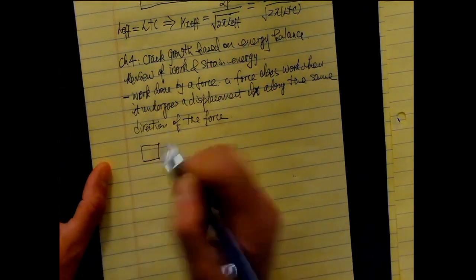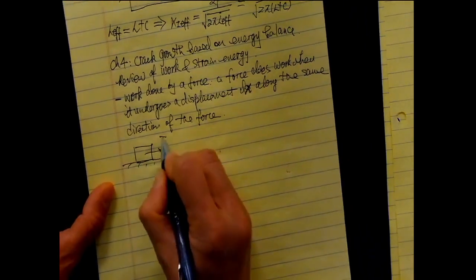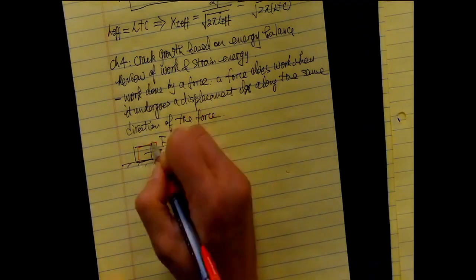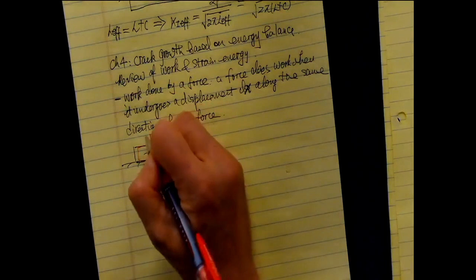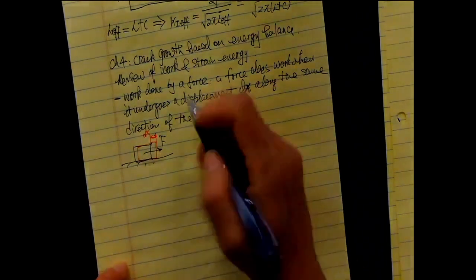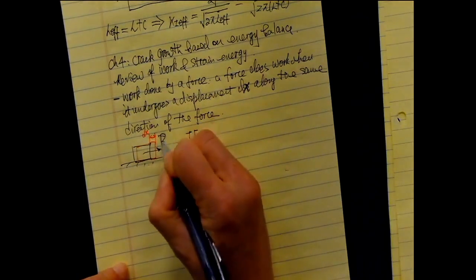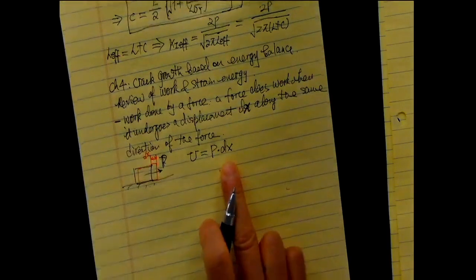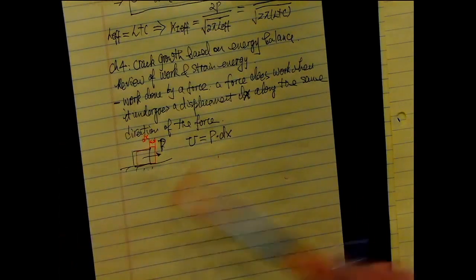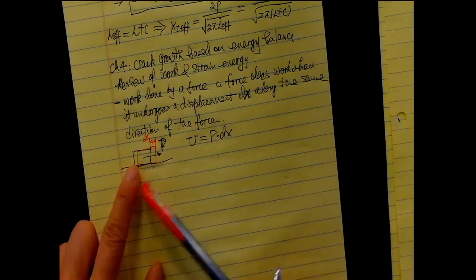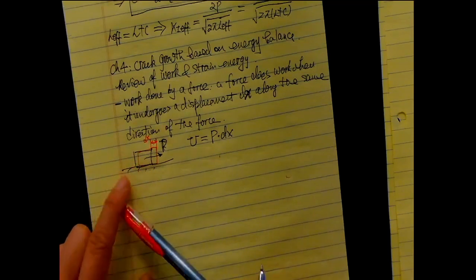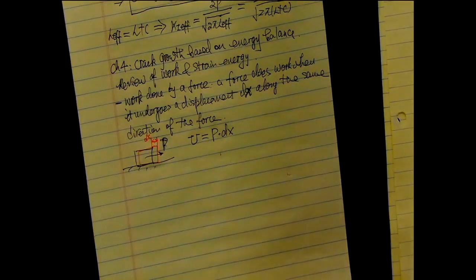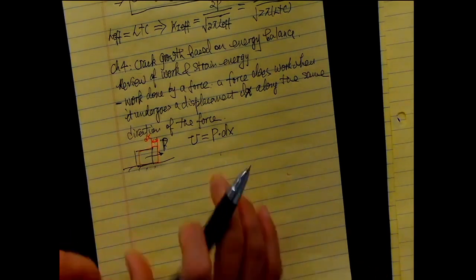So basically you have a body and you have a force. If your force moves this thing by a distance dx, then your U is equal to P times dx. That's very straightforward. The force times the distance it moved is the work done. In this case, it does not care whether the body is very heavy or very light. It's only related to how big the force is and how much distance it has traveled. So that's for a rigid body.